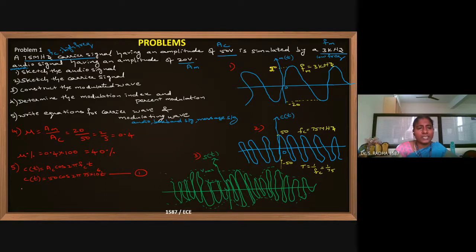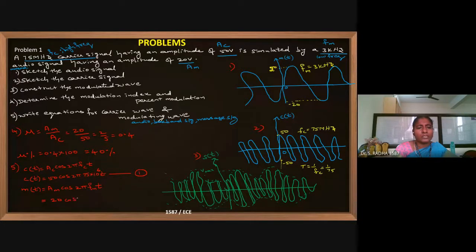Now the modulating signal, the message signal. The equation is AM cos 2 pi FM t, where the AM value is 20.